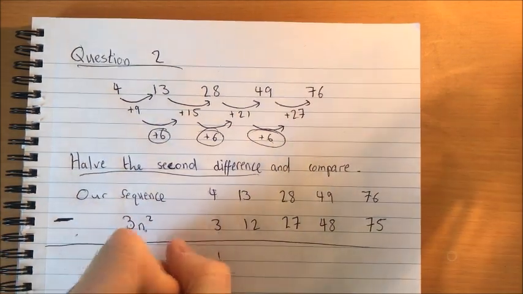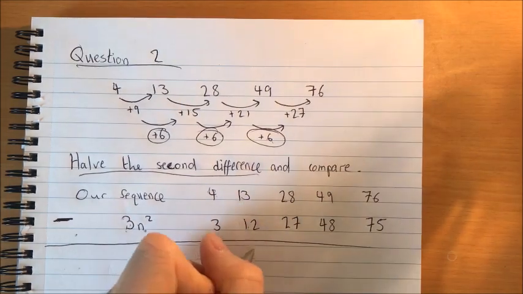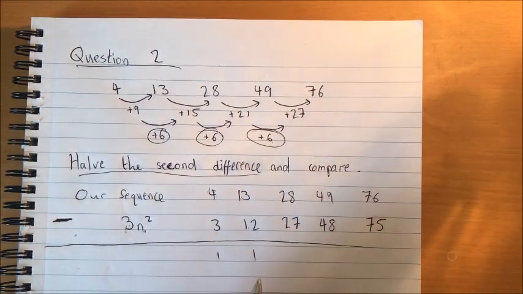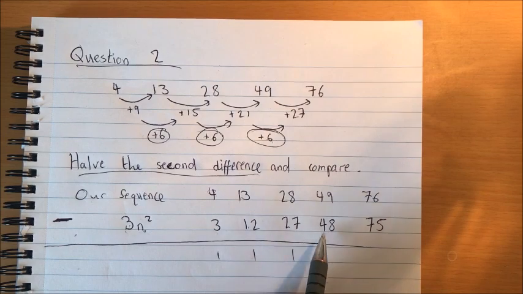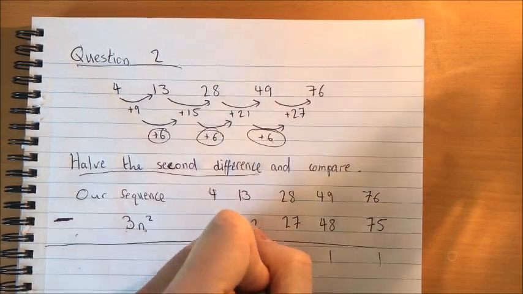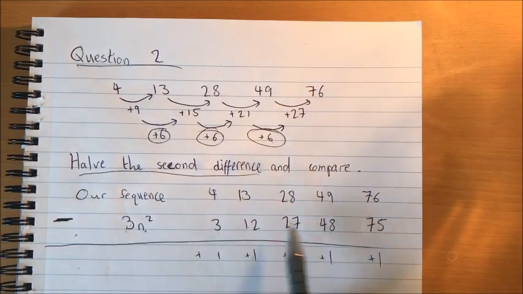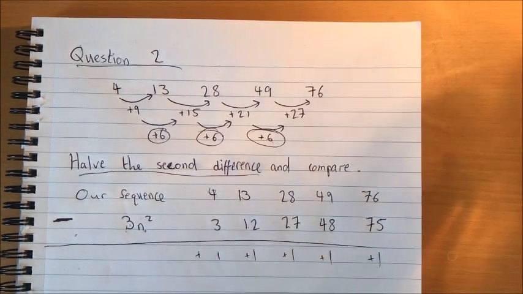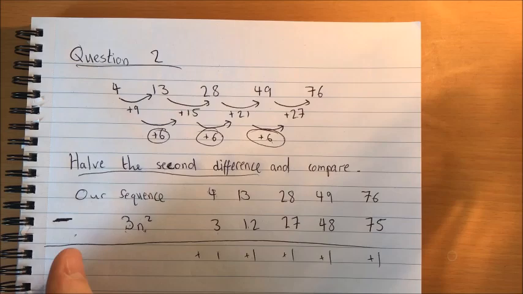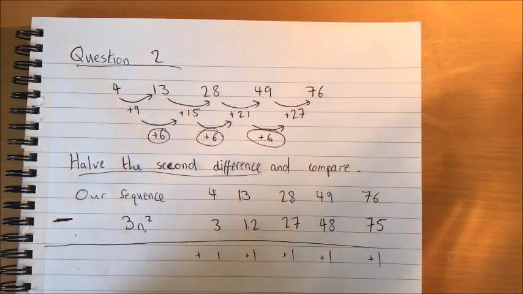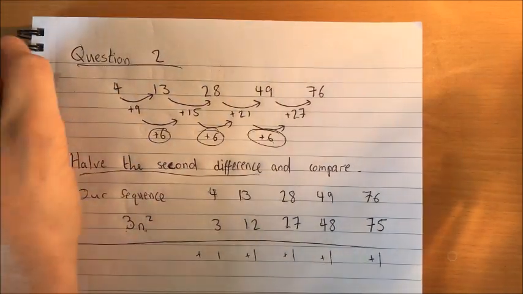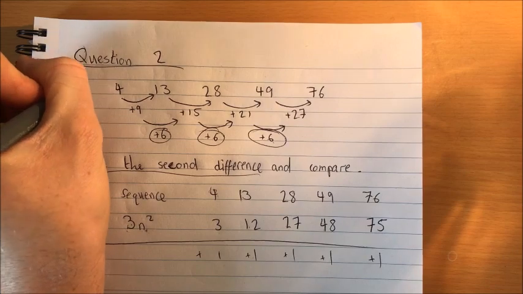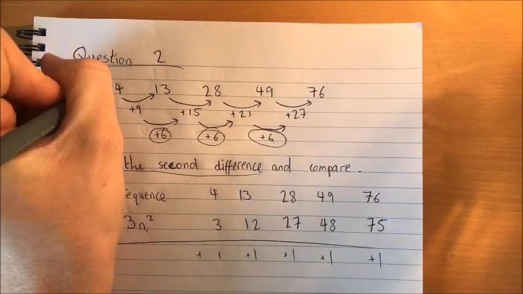4 take away 3 gives me 1. 13 take away 12 gives me 1. 28 take away 27 gives me 1. 49 take away 48 gives me 1, and so on. I can see that our sequence is just 1 greater than the sequence 3n squared, which means that our sequence must be 3n squared plus 1. So this sequence is 3n squared plus 1. That is my nth term.